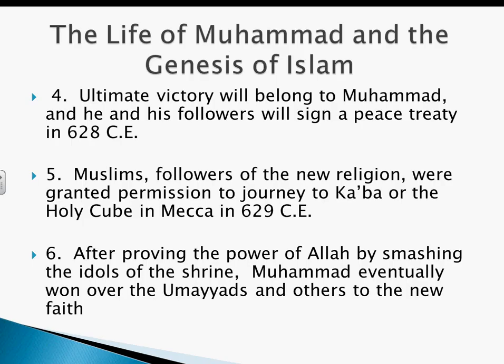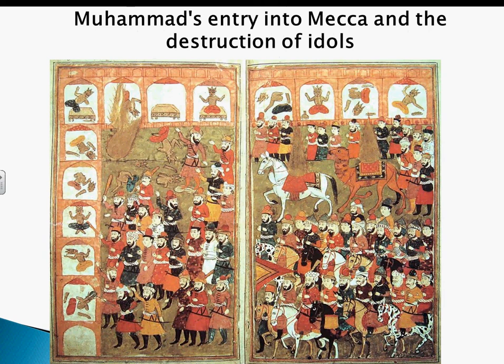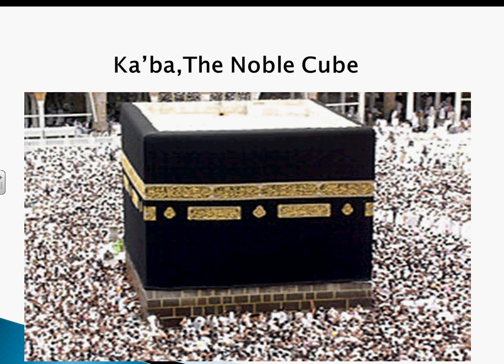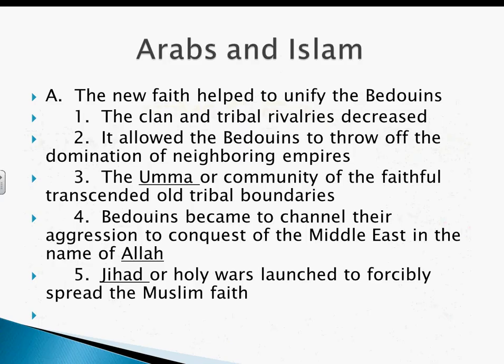Eventually he will march back, and after defeating the Umayyad, they will sign a peace treaty. One of the things that he does that impresses the Umayyad is that he goes and destroys the many idols and claims that there is just one God, Allah, and he eventually wins them over. So he destroys the idols. This is the Kaaba, the noble cube, which has been rebuilt, but this is the most holy shrine or symbol in Islam, and it's located in Mecca.